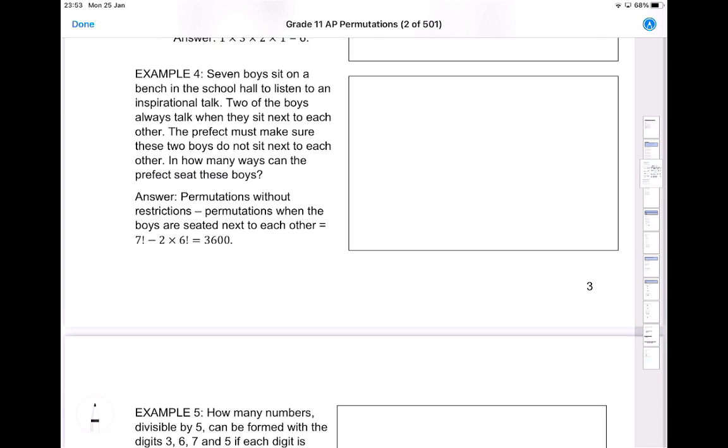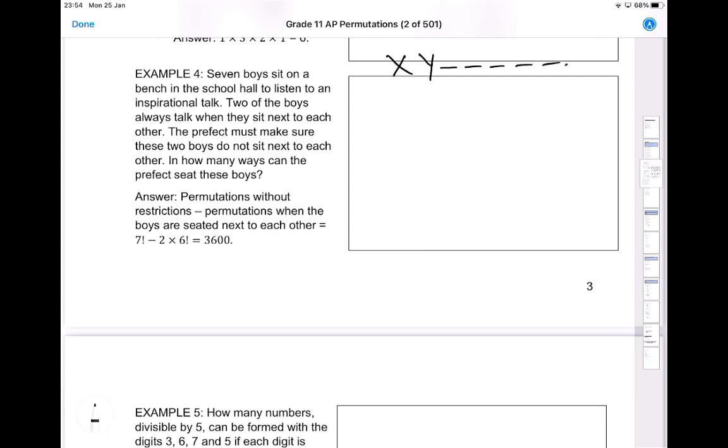Right, so there are 7 boys altogether. 2 of them are a problem. Let's call these 2 X and Y, just for argument's sake. So person X and person Y talk too much. They shouldn't be sitting next to each other. Altogether, there are 7 boys, which means we have 5 more boys here, because we need to get 7 of them together. Right, so we cannot allow this situation here.